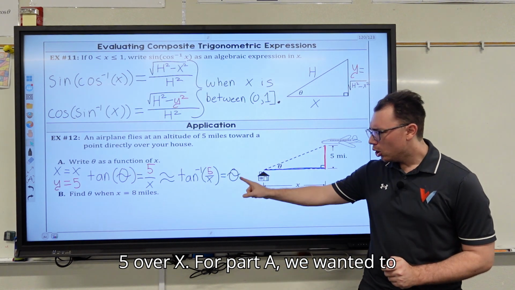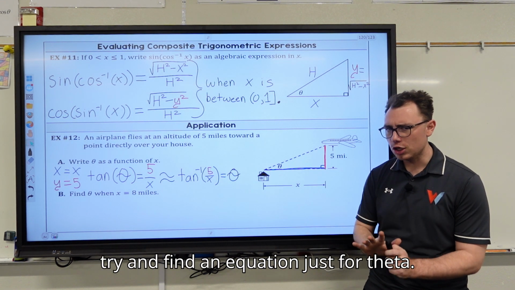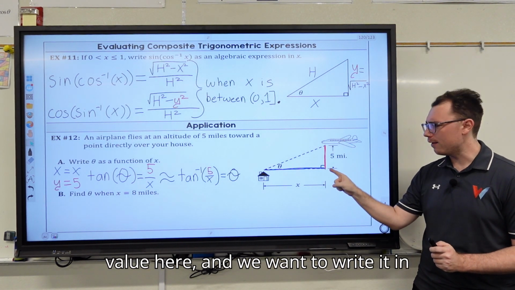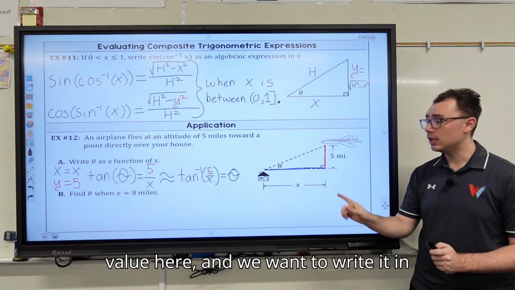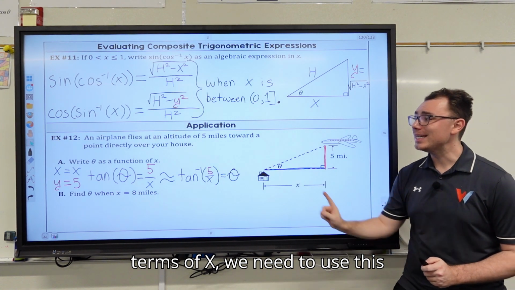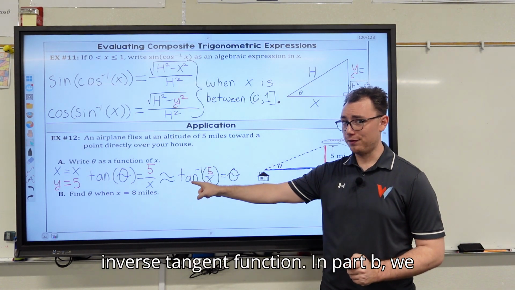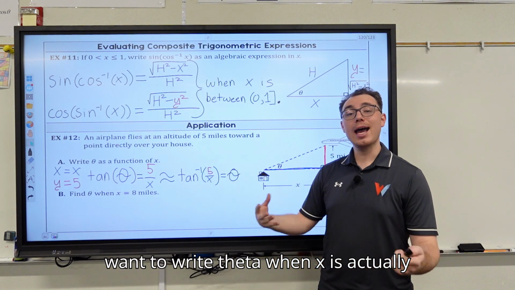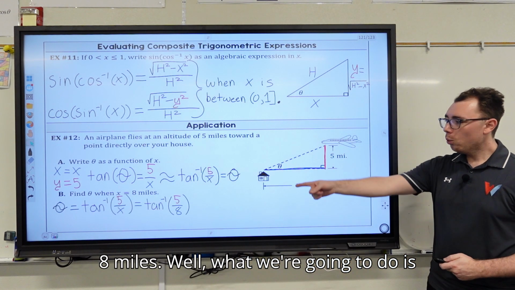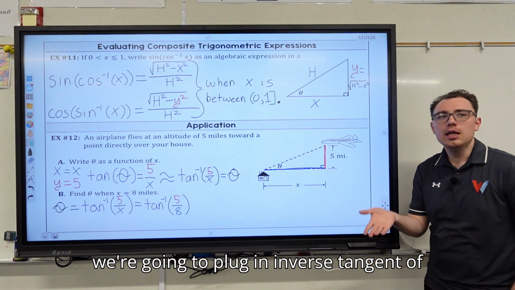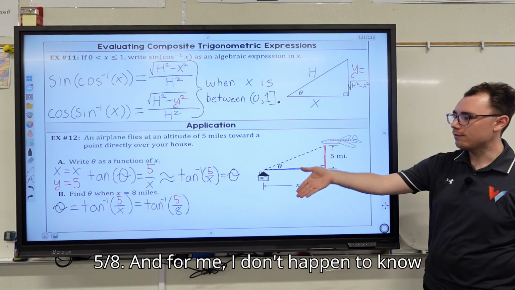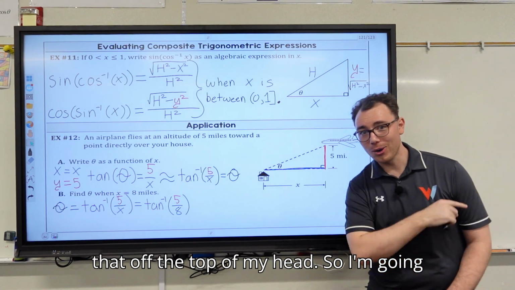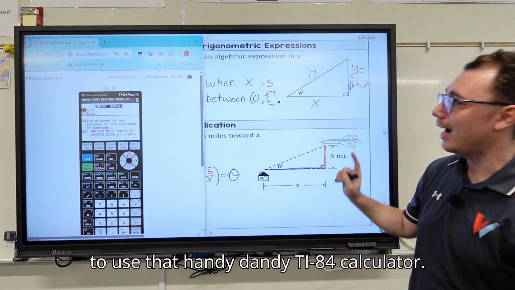For part A, we wanted to find an equation just for theta. Since we're only given this y value here, and we want to write it in terms of x, we need to use this inverse tangent function. In part B, we want to write theta when x is actually 8 miles. What we're going to do is plug in inverse tangent of 5 over 8. And for me, I don't happen to know that off the top of my head, so I'm going to use that handy dandy TI-84 calculator.